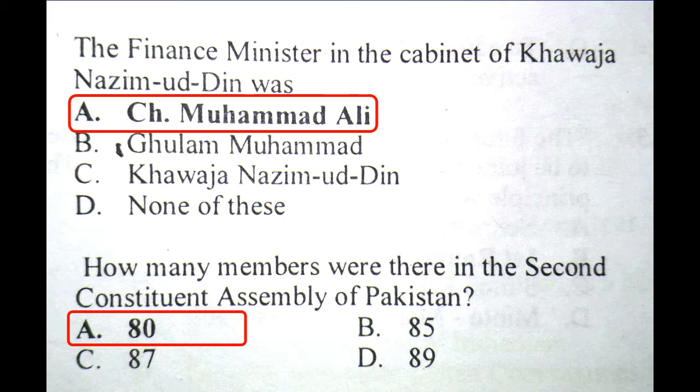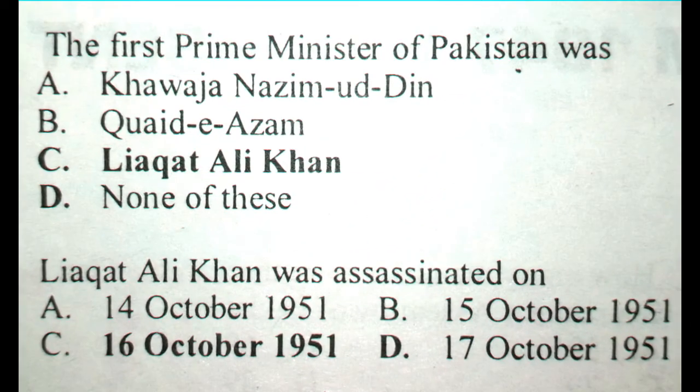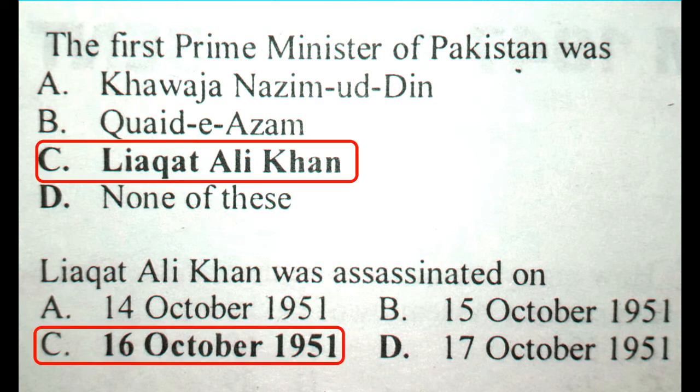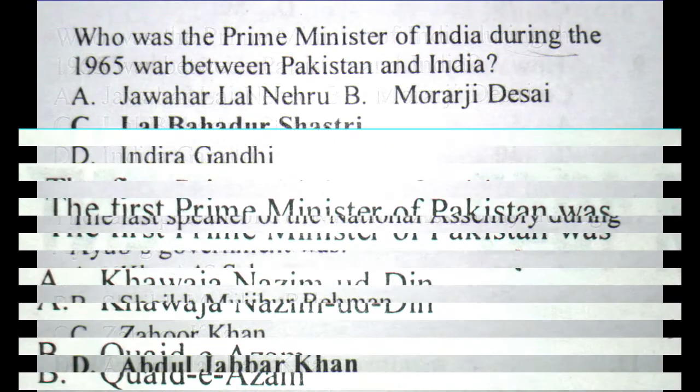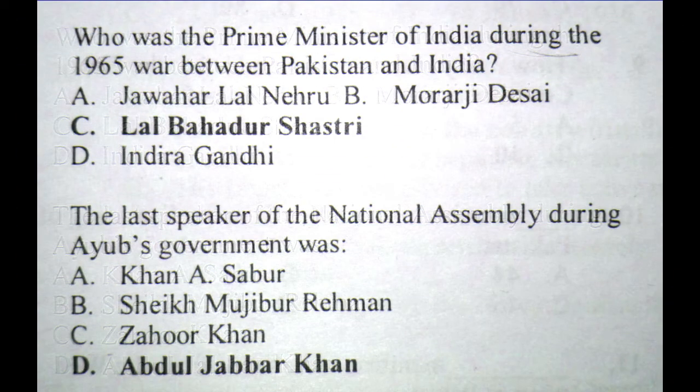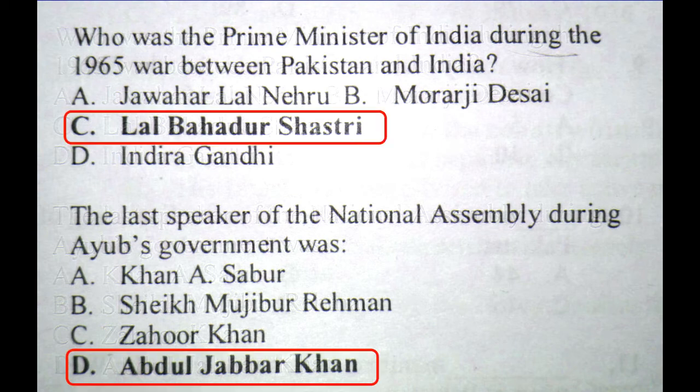Question: How many members were there in the second Constituent Assembly of Pakistan? Answer is 80. Question: The first Prime Minister of Pakistan was. Answer is Liaquat Ali Khan. Question: Liaquat Ali Khan was assassinated on. Answer is 16 October 1951. Question: Who was the Prime Minister of India during the 1965 war between Pakistan and India? Answer is Lal Bahadur Shastri.